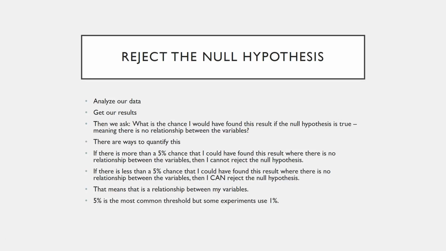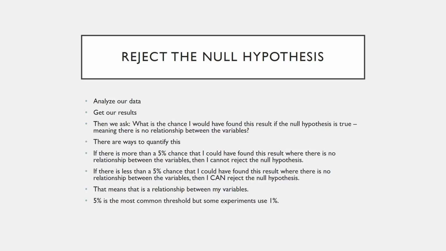A p-value is going to be, and I'll talk about p-value in a minute, a measurement of how confident we are in the results. Okay. So then we've analyzed our data and we've gotten our results, and we've got a Pearson correlation coefficient. Then we have to ask ourselves, what is the chance I would have found this result if the null hypothesis is true? Okay, so what is the chance that I would have gotten the result if there's no relationship between the two variables? Okay, what is that chance? And there's ways to quantify that, and that's really where p-value comes in.